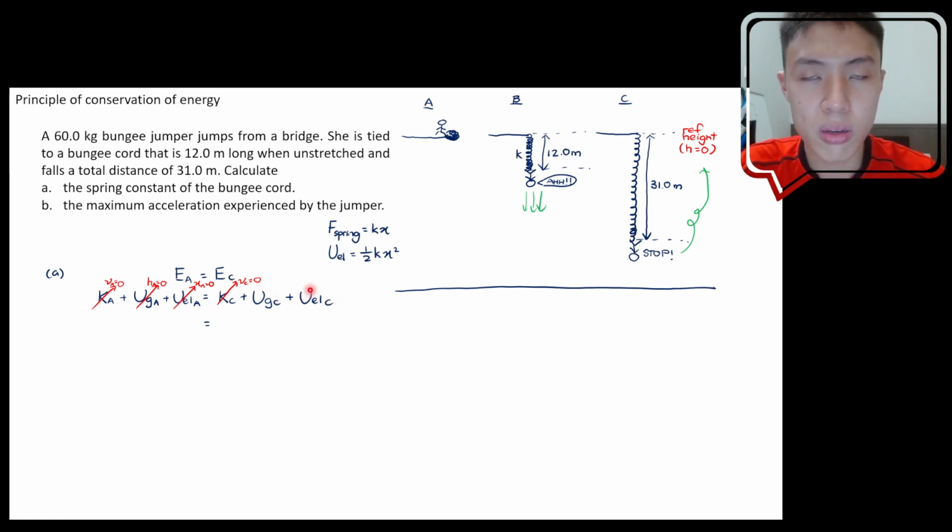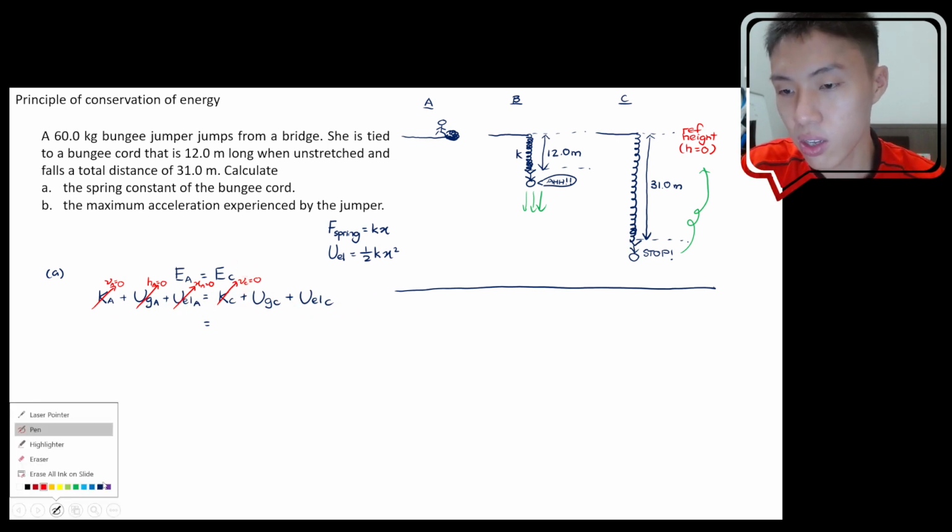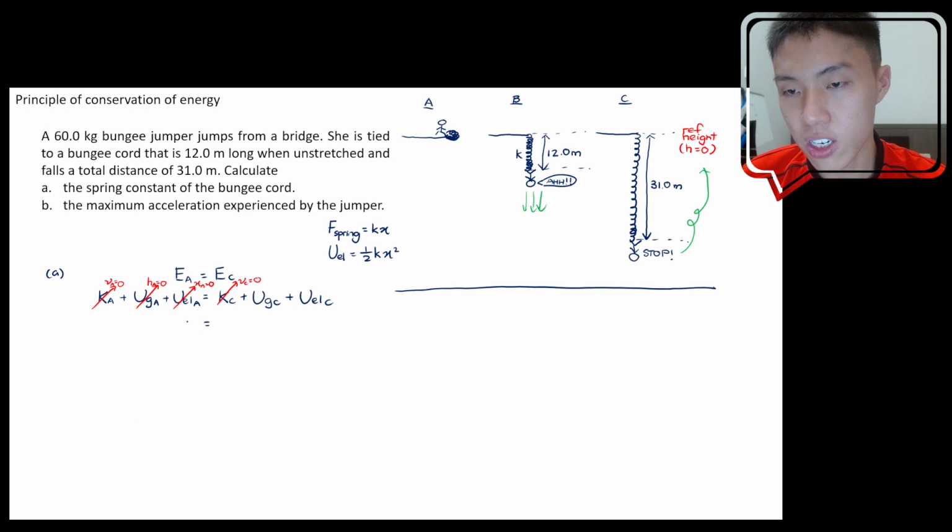So these two terms need to be expanded, but the other four terms here all equal 0. So now we may continue with our expansion. This one is 0, so this will be 0 plus mghc plus half kxc squared. Okay, so now we have expanded already.